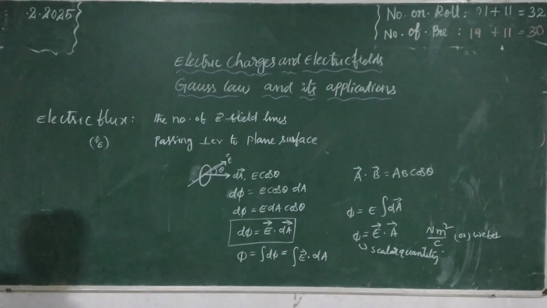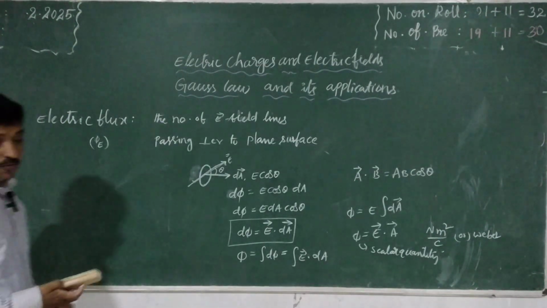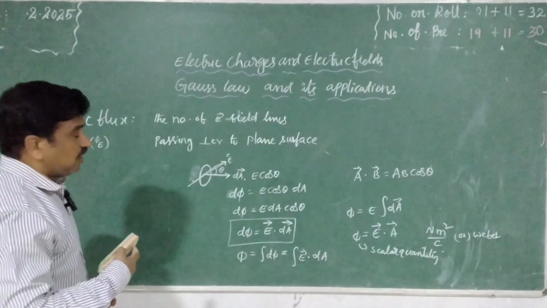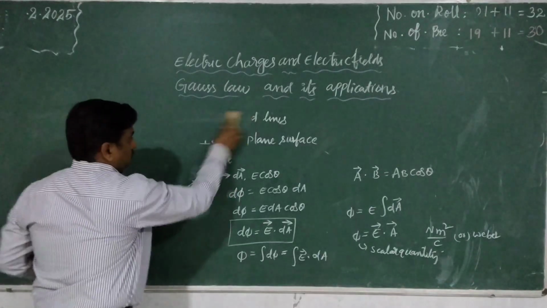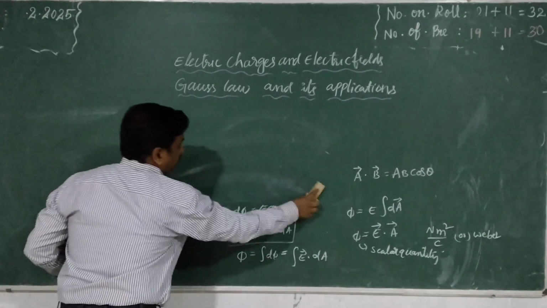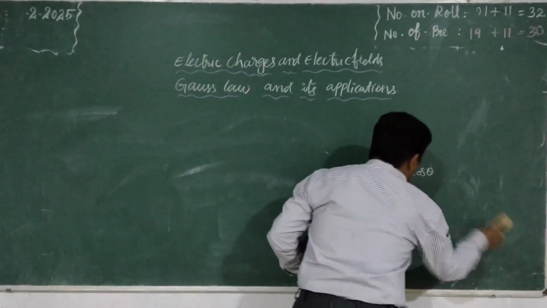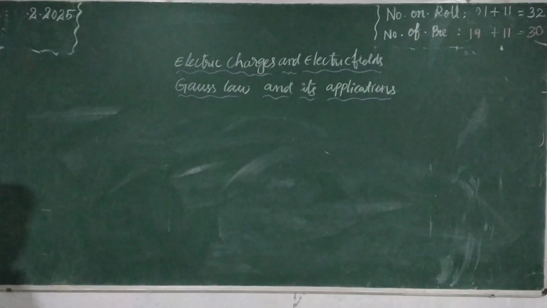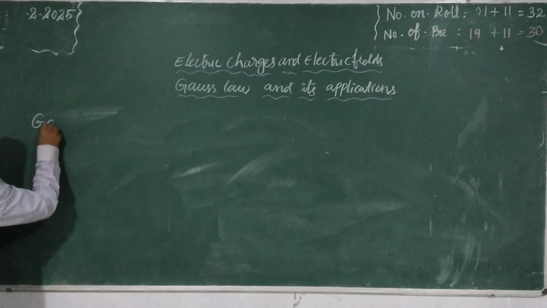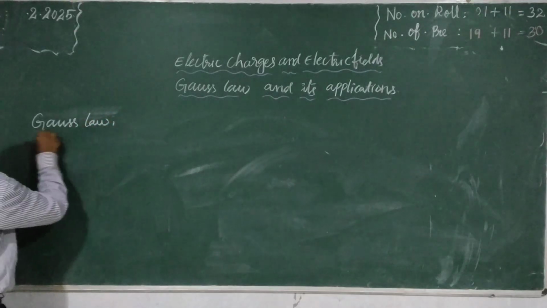Now we discuss Gauss law. What is Gauss law? The total electric flux passes through a closed surface is 1 by epsilon naught times the net charge enclosed by the surface. I will write the statement here. So what is Gauss law?